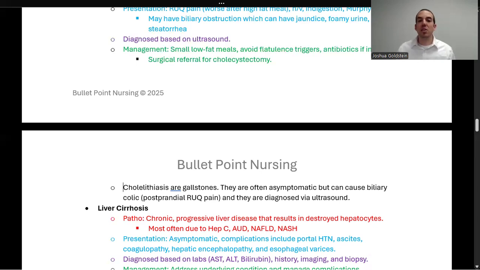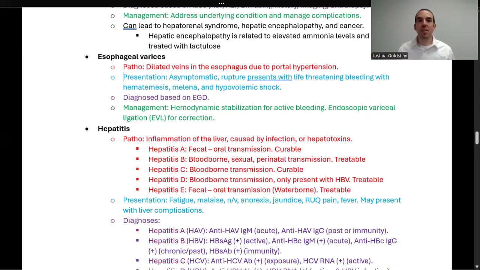Liver cirrhosis is diagnosed based on labs such as the AST, ALT, and bilirubin, as well as the history, imaging, and a biopsy. The management for this is to figure out what caused it. If it's the hepatitis, let's fix that. If it's NAFLD, there's not much we can do for that, but let's try to fix that. We're going to try to fix the underlying problem. Liver cirrhosis can lead to hepatorenal syndrome. Hepatorenal syndrome is where the kidneys start to fail because the liver is failing. It can also cause hepatic encephalopathy, and it could cause cancer.